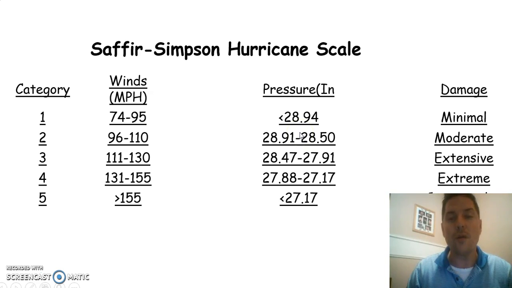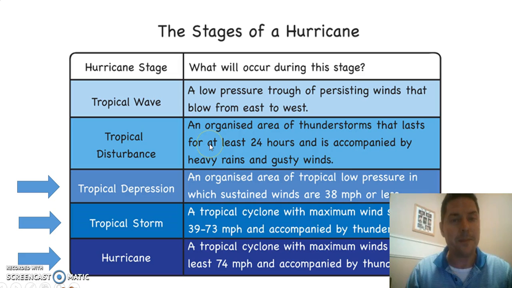And when it's over land, you need to tell me what type of damage could occur: minimal, moderate, extensive, extreme, or catastrophic. And make sure that when you are writing the different stages, depression, storm, and hurricane, somewhere in your paper, you work in these definitions one time. So you only need to write these definitions in there one time.